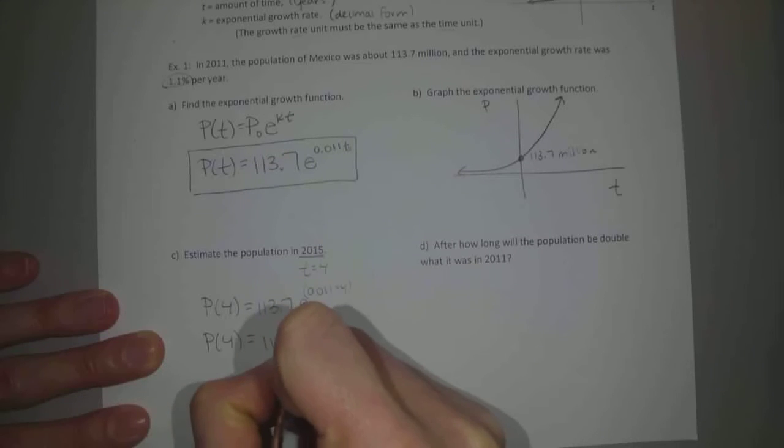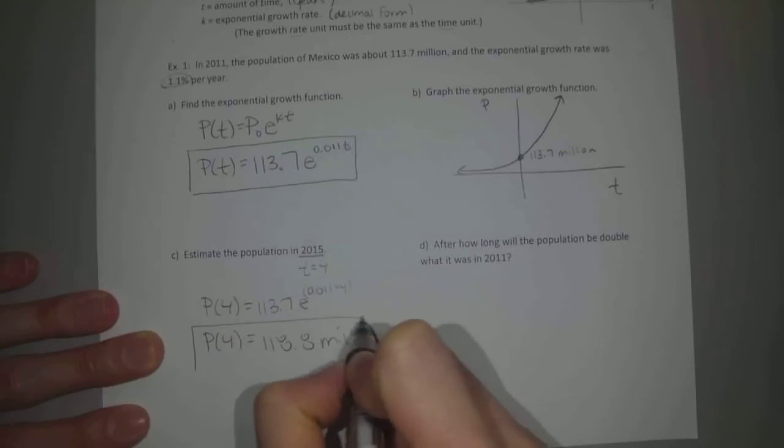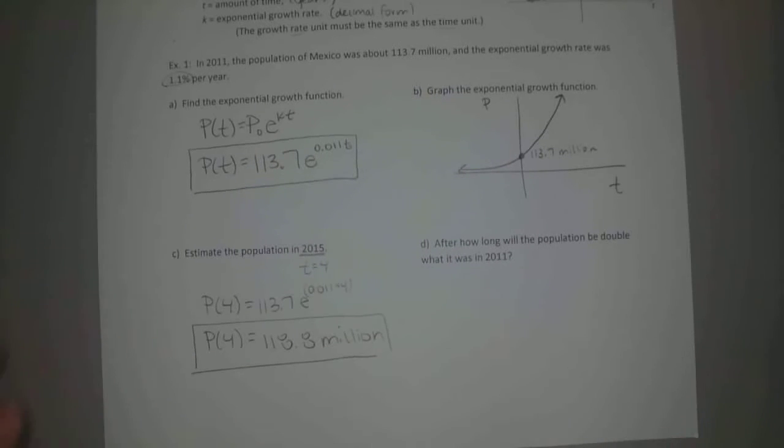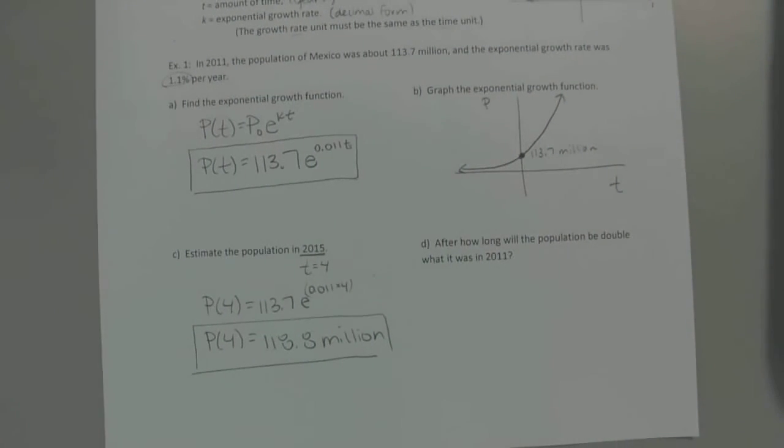So P of 4 should be 118.8 million. Is that okay? So it grew about what? 5 million? From 113, roughly. All right, so the next part, this double idea, you see it a lot.